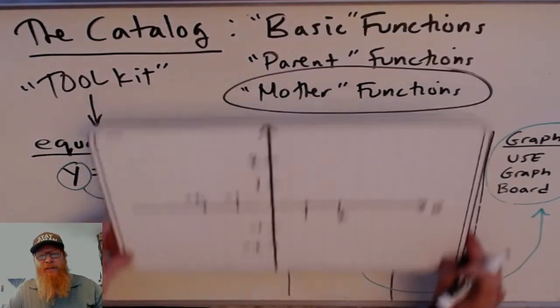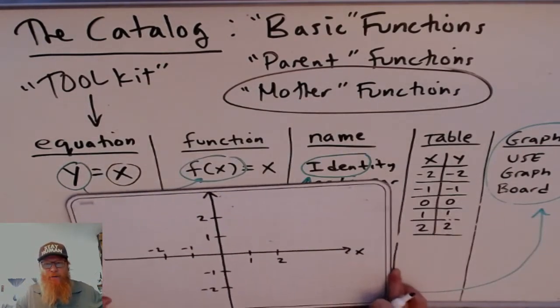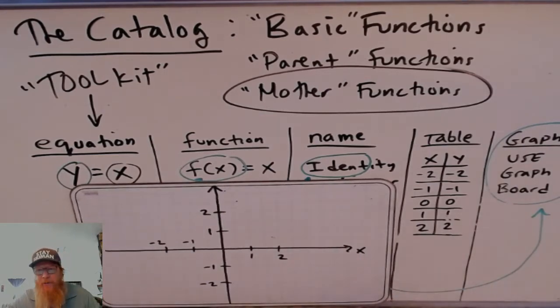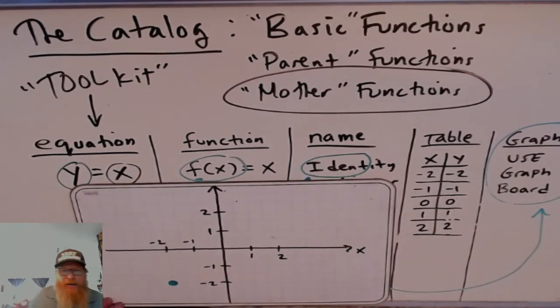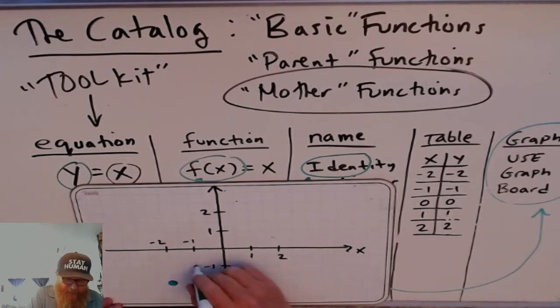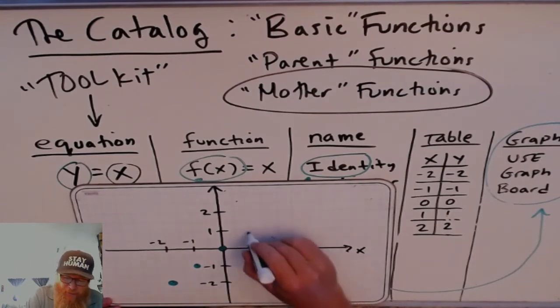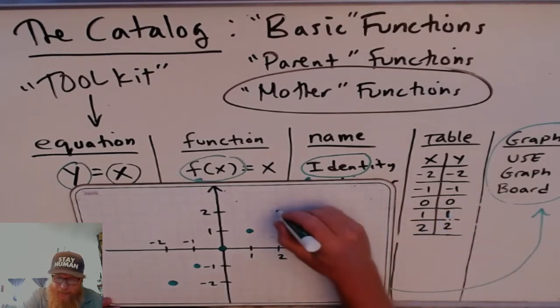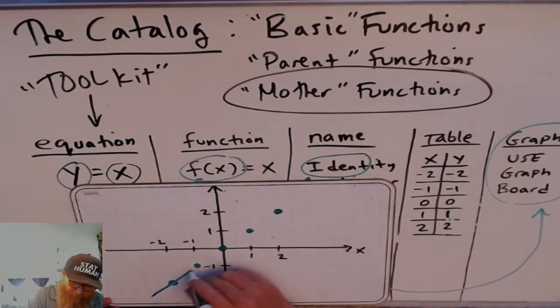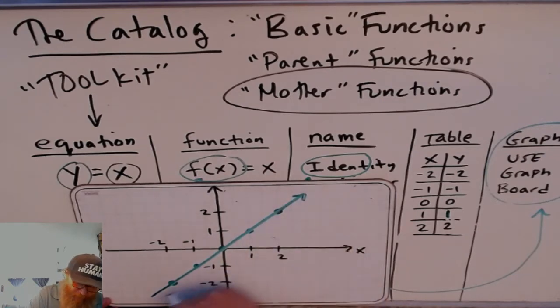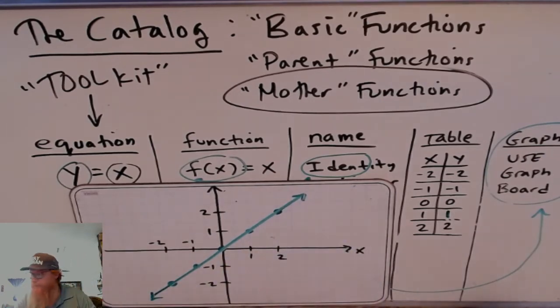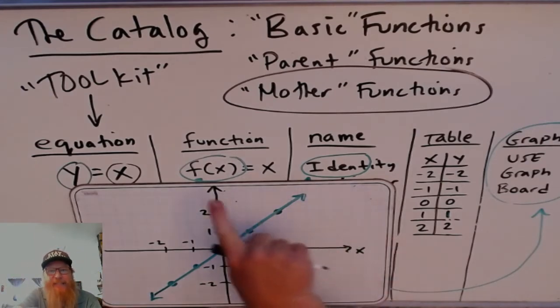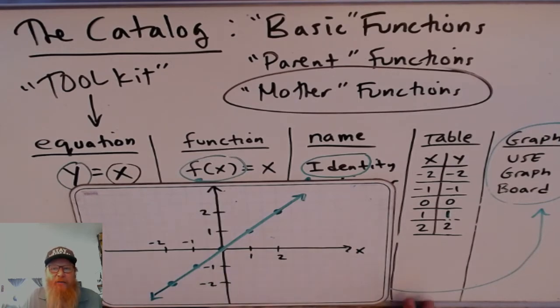So that you can see a little bit easier. Okay, so on the graphing board, I'm going to plot -2 and -2, -1 and -1, 0 and 0, 1 and 1. I'm just plotting all these points from the table. And then 2 and 2. And there you go. That's your first function. Yeah, it's called the identity function or the linear function.